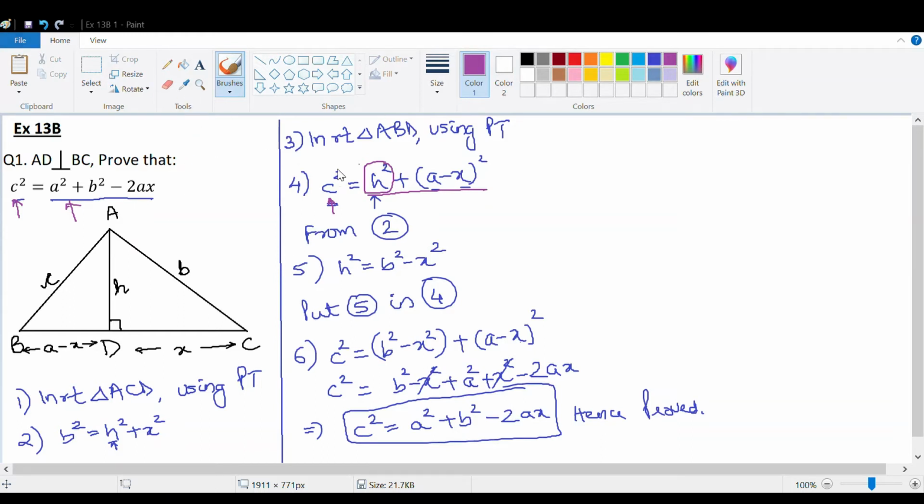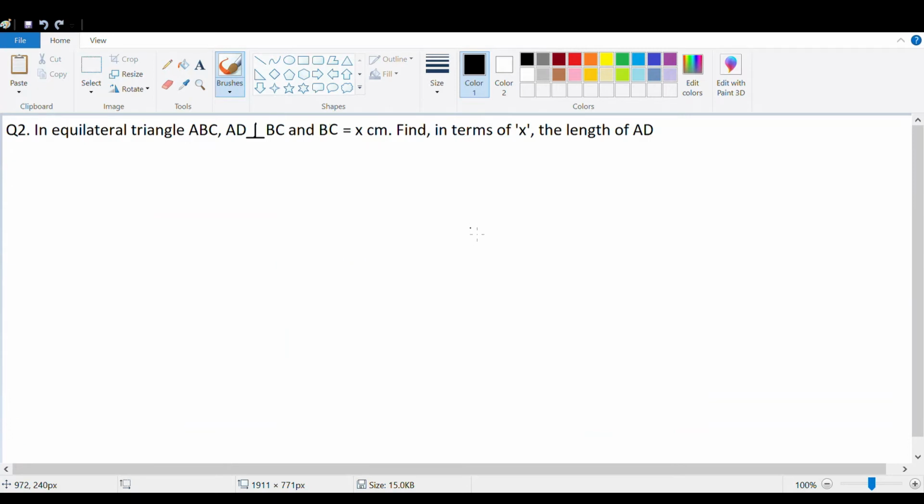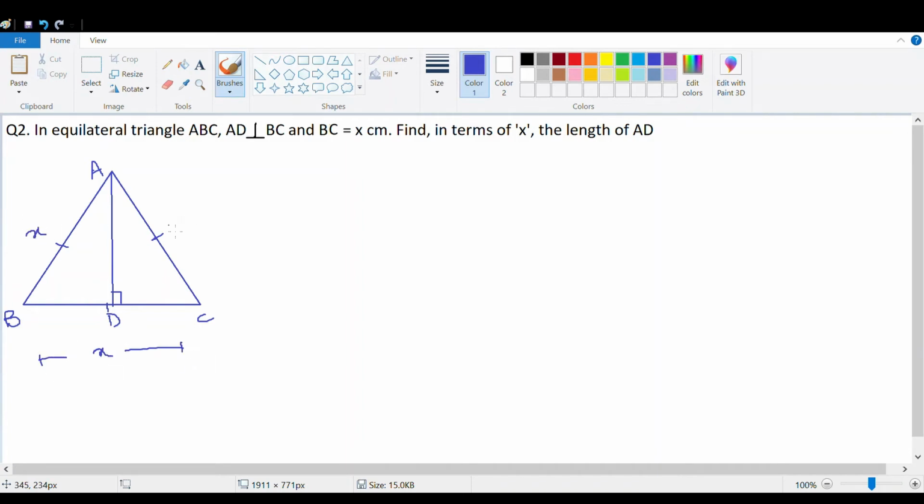So the next question that we do is question number 2. It says in equilateral triangle ABC, AD is perpendicular to BC. Let's just draw a rough diagram. So this is an equilateral triangle ABC, all three sides are equal. AD is perpendicular to BC. Next, BC is equal to x centimeter. So this is x centimeter, which means AB is also x, AC is also x. Find in terms of x the length of AD.